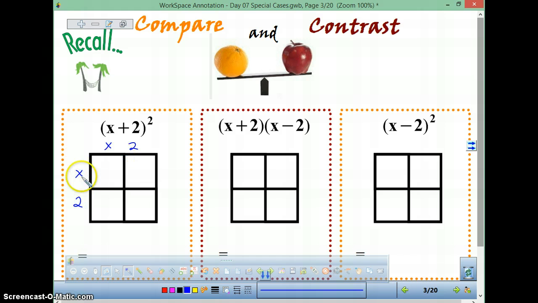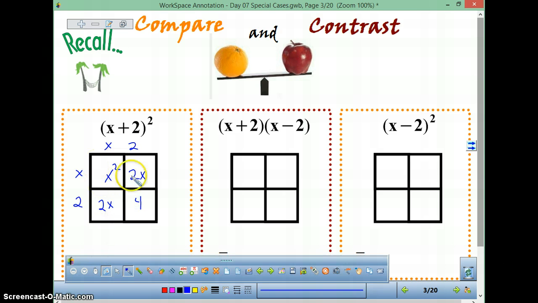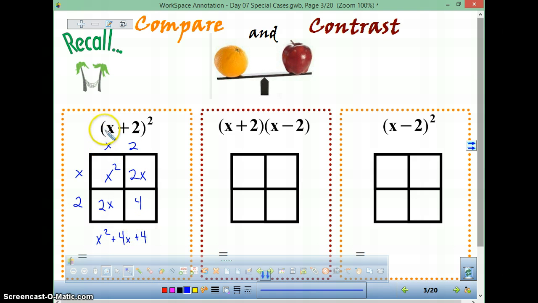So let's go ahead and use our area model to multiply. We end up with x squared, 2x, 2x, and 4. Remember how to multiply? It becomes x squared plus 4x plus 4. You might remember that we used a formula to do this quickly, which was a squared plus 2ab plus b squared.